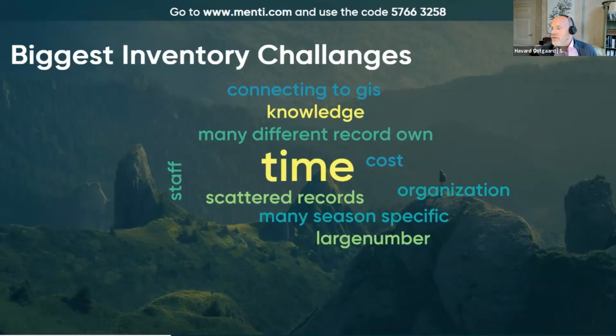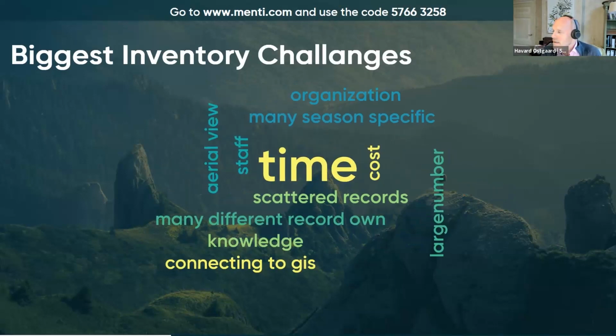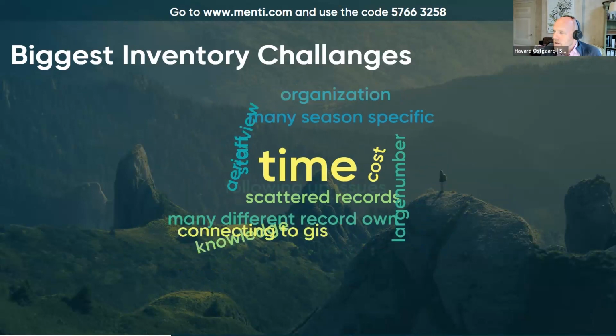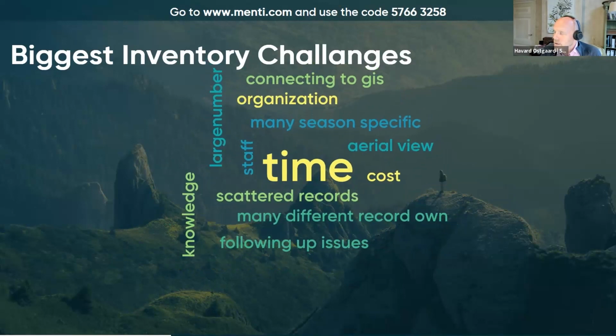Scattered records. Yeah. Does that mean the records are on different spreadsheets, pieces of paper, and those kinds of things? And many are season specific. Could that be dormancy? I know that certain things you can't inventory, especially in the northern hemisphere if you're far up north and there's snow, of course. Aerial view is not good enough, maybe.